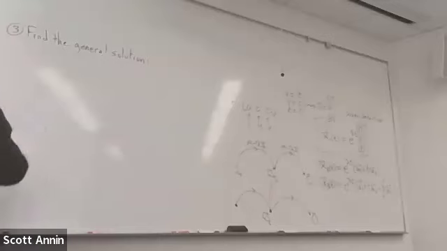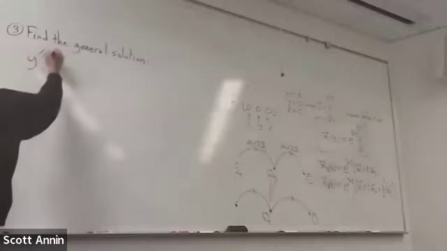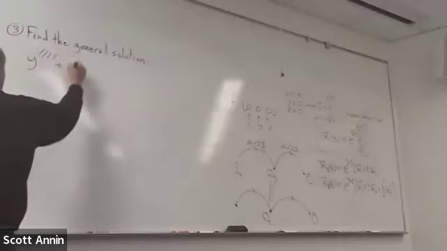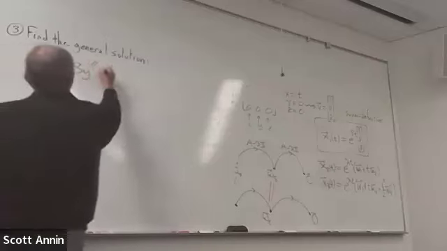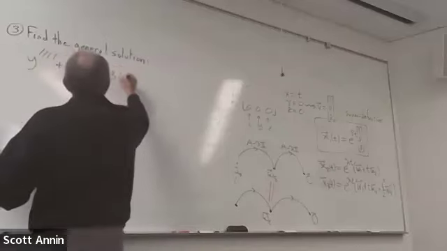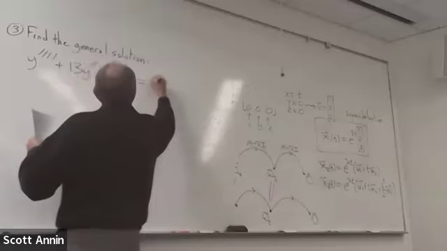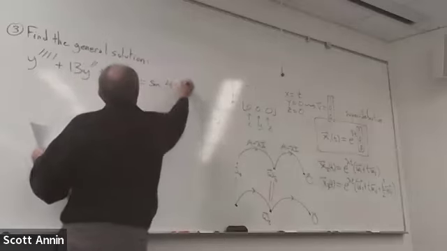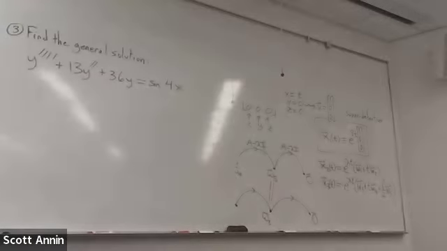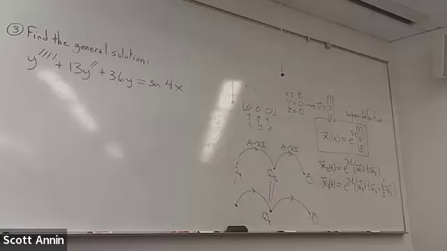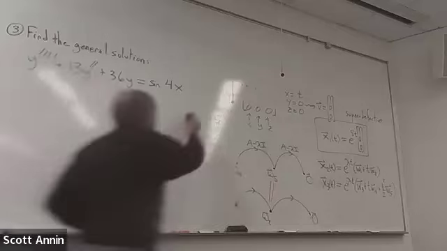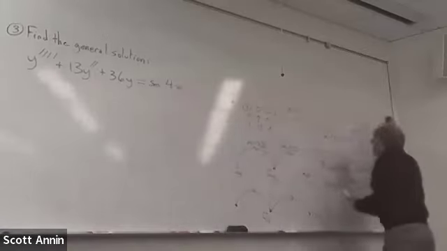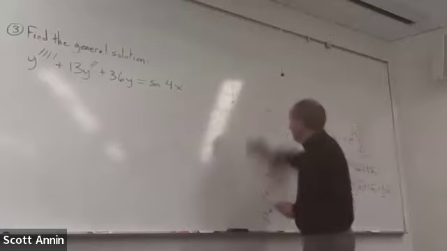Okay, and so here's what I want to do. I want to do y with 4 derivatives on it, plus 13 with 2 derivatives on y, and then plus 36y. And this is going to equal the sine of 4x. Okay, let's take that as a good example. We're going to try to solve this one.